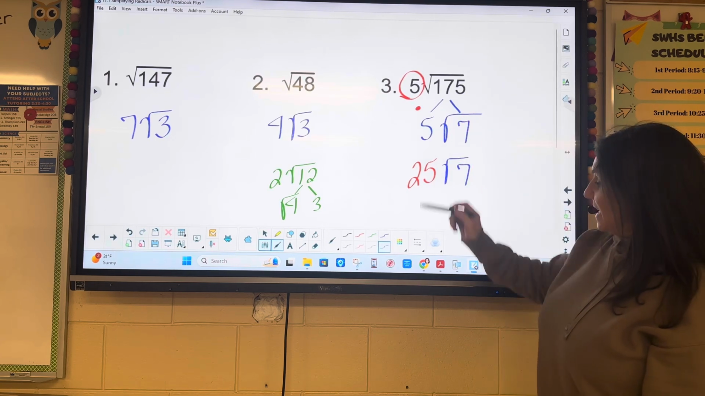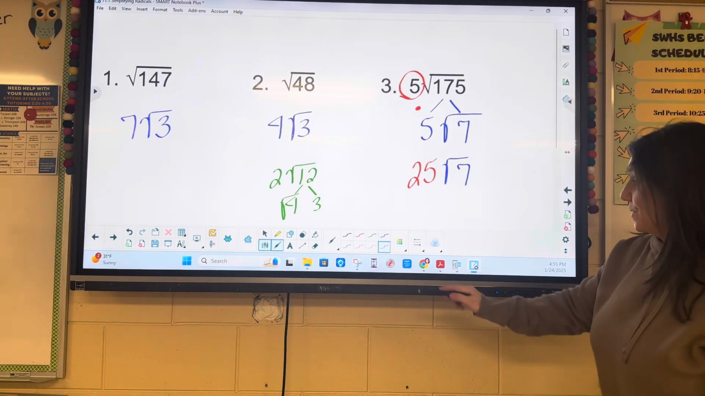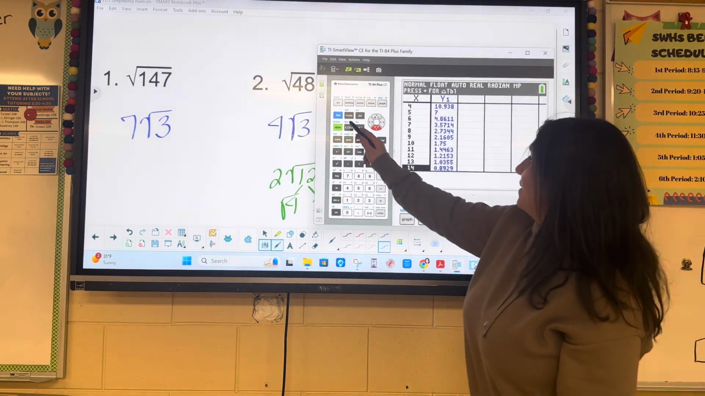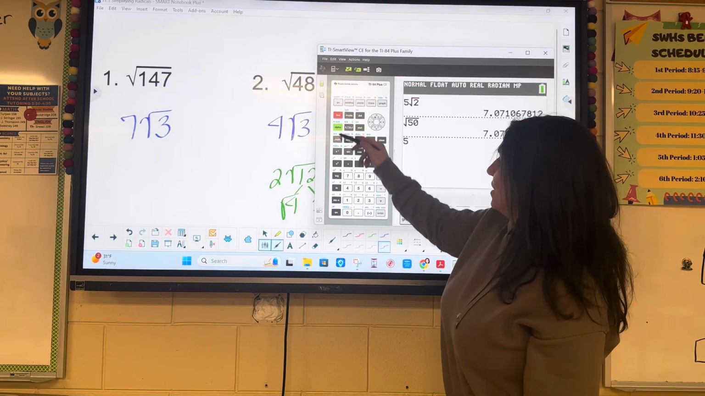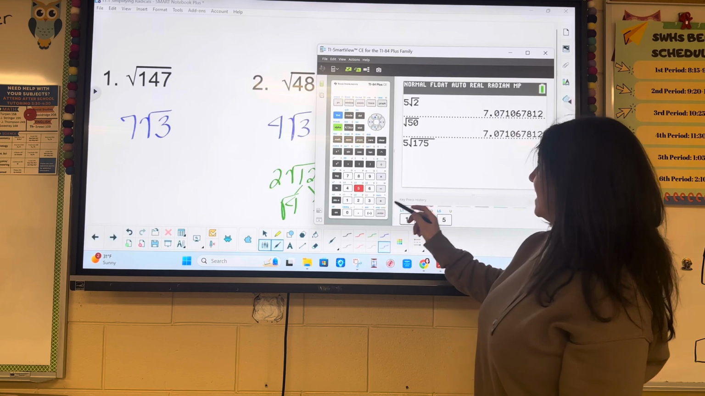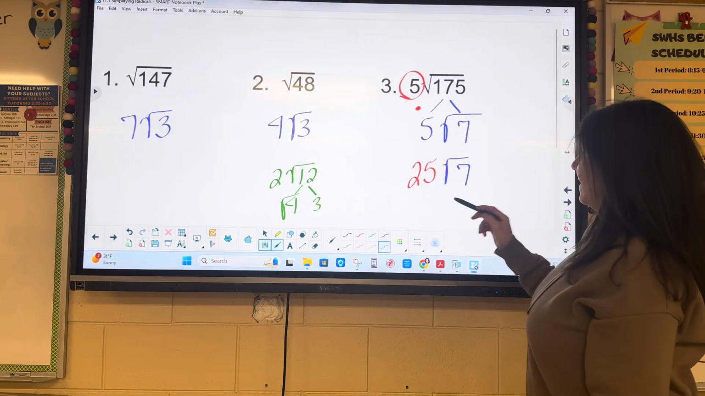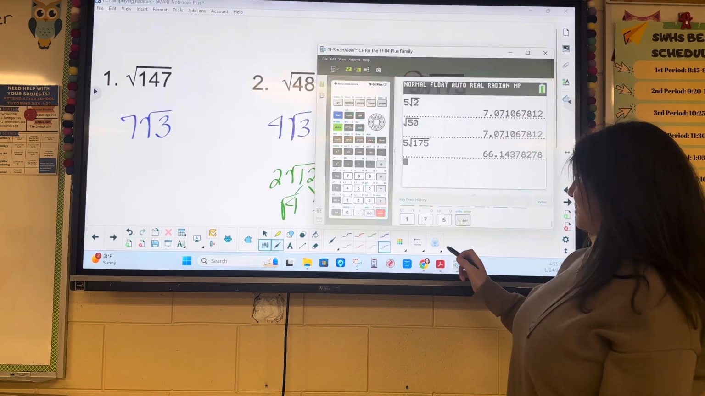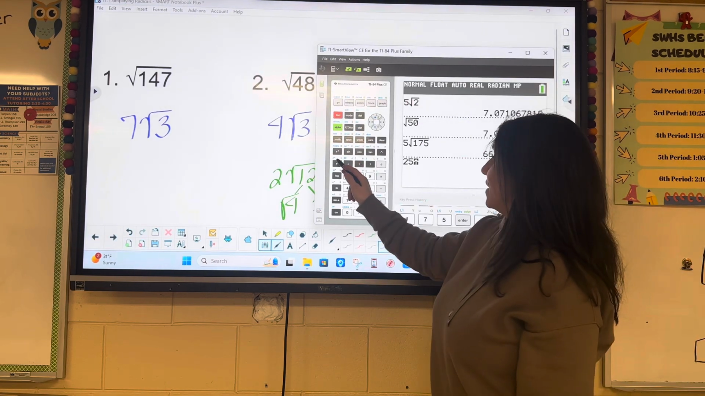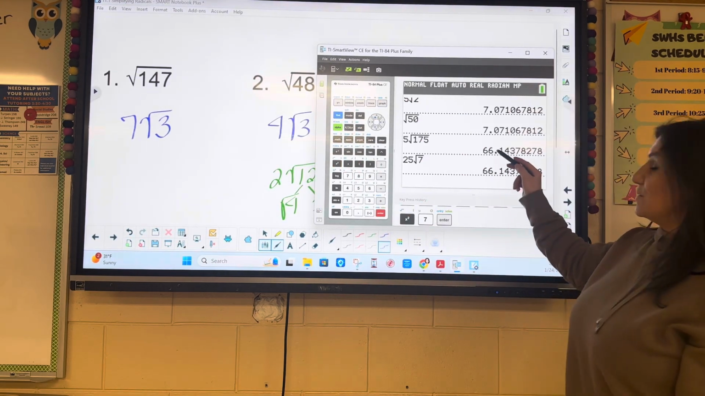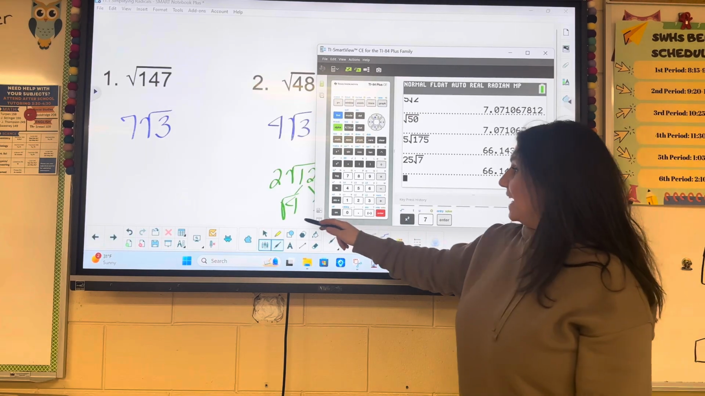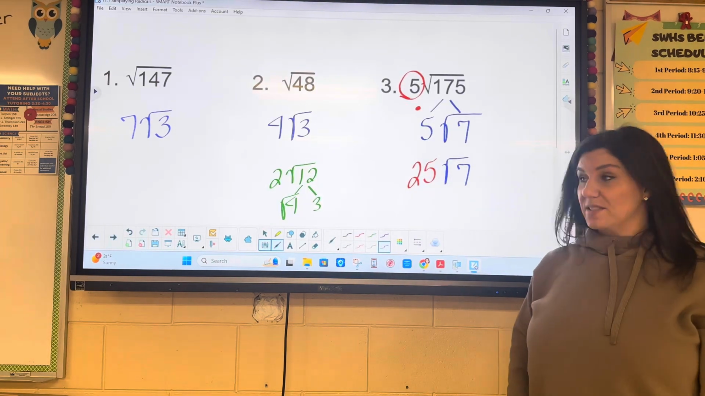This is a perfect example to check your decimals. All right, so let's check it. I have the square root of 175, and that gives me a decimal here of 66.14. We said that our answer is 25 square root 7. So 25 square root 7 gives me the same decimal. I cannot factor 7 anymore, so that's my final answer.